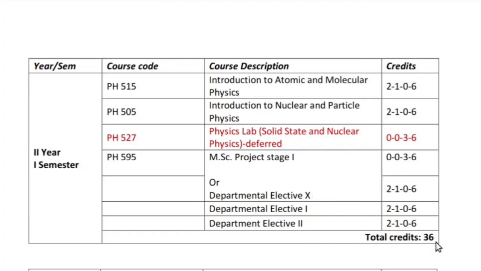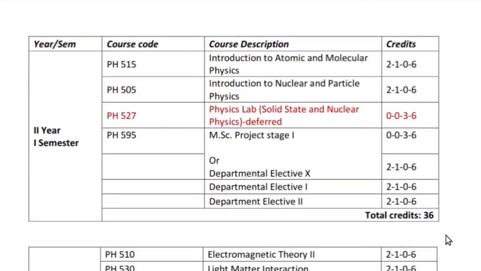Obviously, over and above these total credits, you can always take more courses. You can either audit them or take them for credit, and you can take as many as you want as long as you can keep up with them.